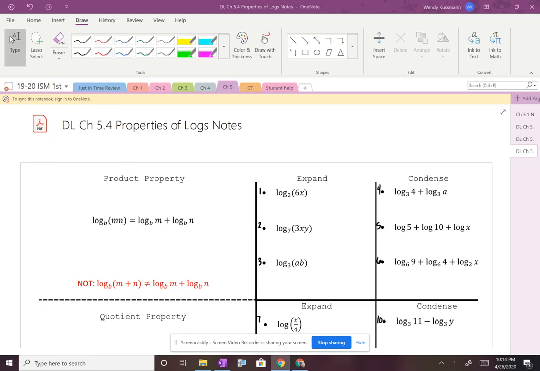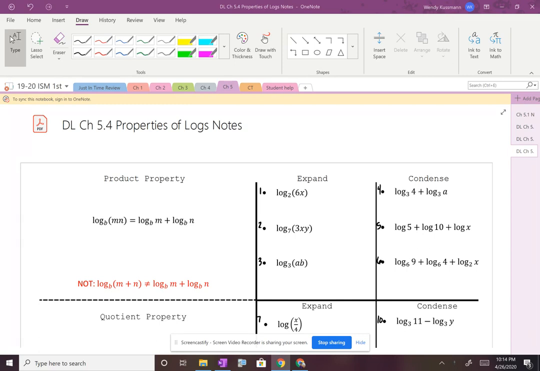This is chapter 5.4, Properties of Logs Notes. We are going to learn 3 different properties today and then have one more section to do some simplifying and throwing it all together. So the first property we're going to learn about is the product property.